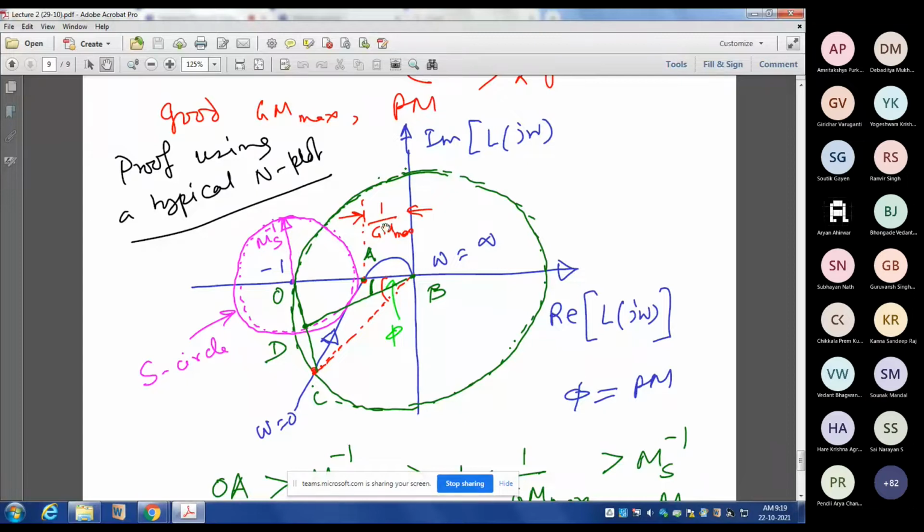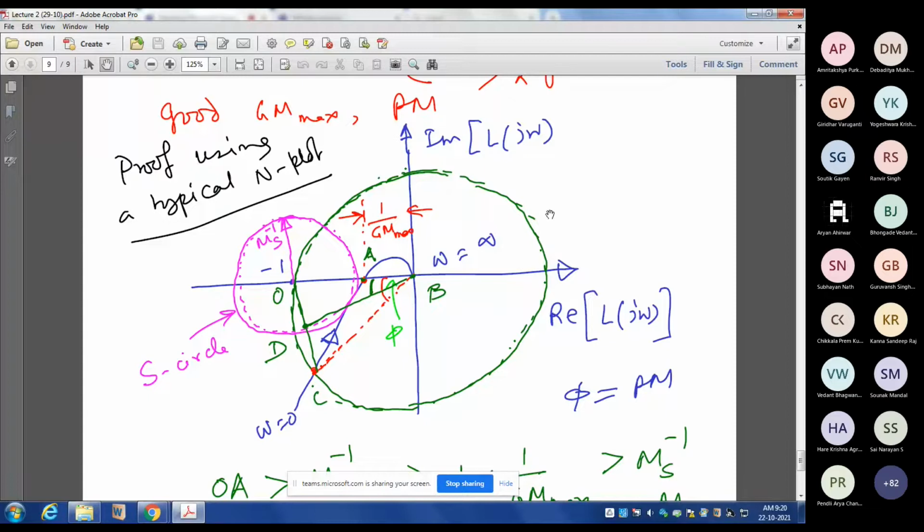Just I have named these points O, A, B, C, and D. This is a point such that OD equals DC. That means this angle is phi by 2, and this angle is also equal to phi by 2. So this is a Nyquist plane, that means the L(j omega) plane. The x-axis is real of L(j omega) and the y-axis is imaginary of L(j omega).